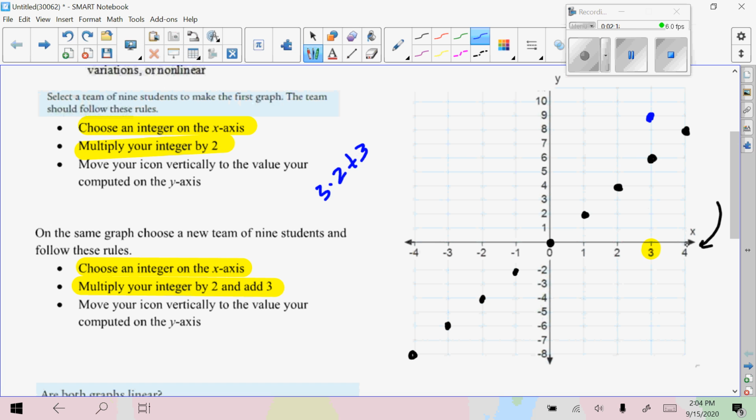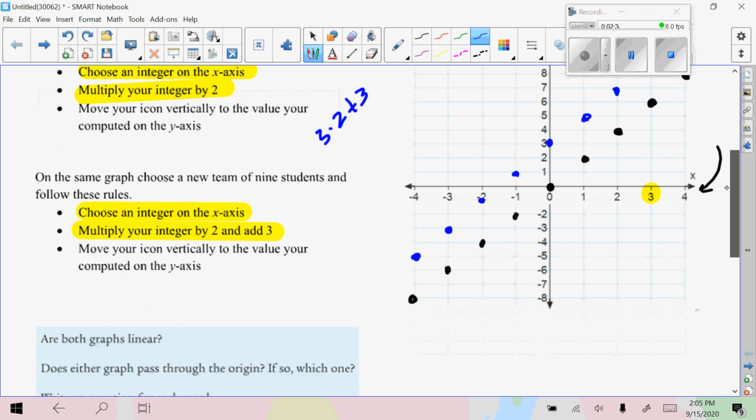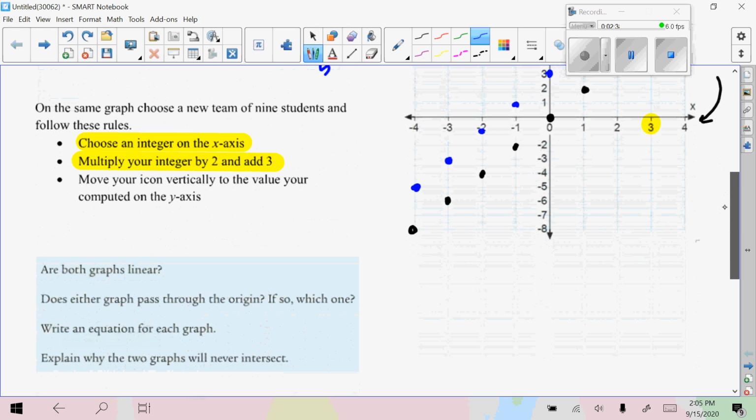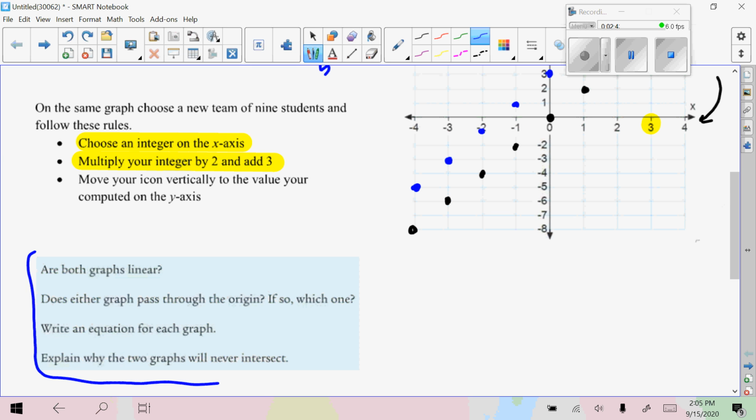At 4, 4 times 2 is 8 plus 3 is 11. That would move that up to there. Okay, go ahead and do that for all the integer pairs on the x-axis. If you did that correctly, you should have the dots that look like that. Now we're going to answer a few questions about your graph. Okay, go ahead and pause here and fill in the answers to these 4 questions.